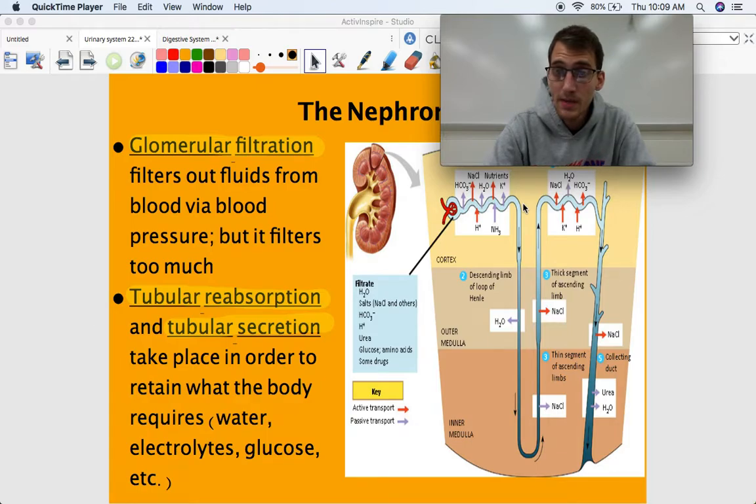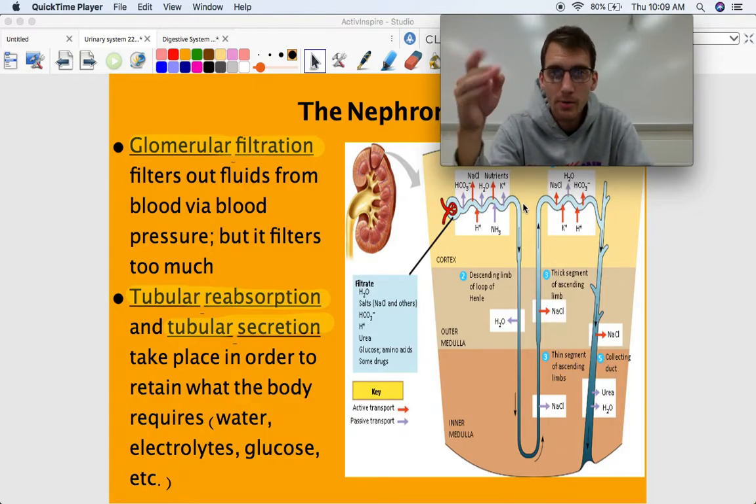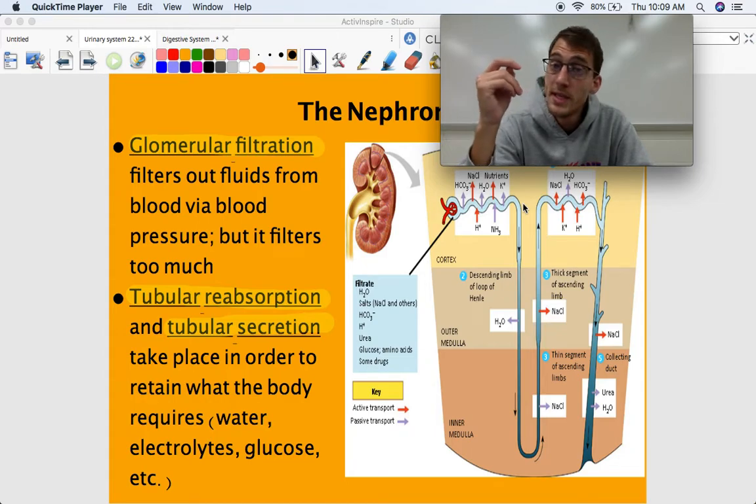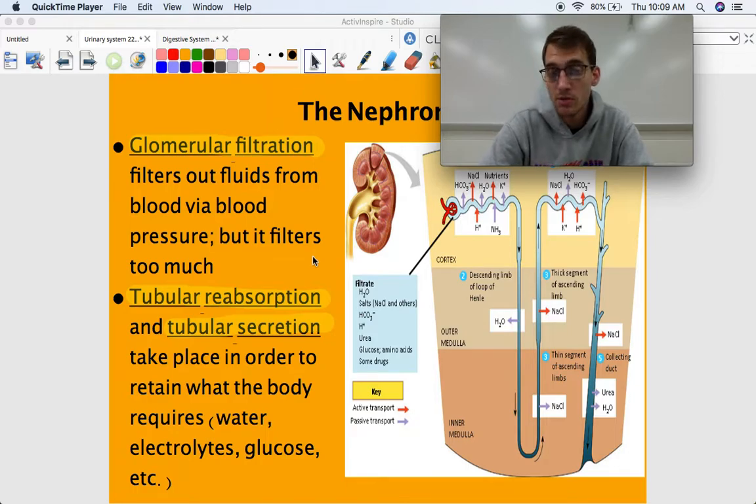So two things happen in the nephron, in order to keep some of the stuff that we want, right? And those two are tubular reabsorption and tubular secretion. Those two processes take place in order to retain what the body requires. So it doesn't want to get rid of all of its water. It doesn't want to get rid of all of its electrolytes, which are solutes that affect osmosis. It wants to keep some glucose, and it wants to keep some other substances like amino acids and that kind of stuff, right? So stuff that your body wants to keep is going to be reabsorbed, and it's going to be secreted. And we're going to look at that here in a second.